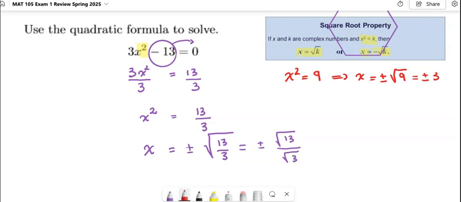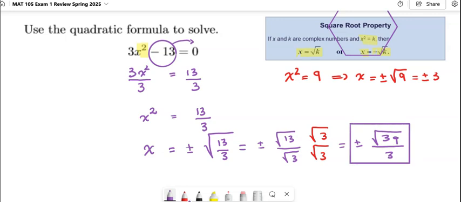And then in order to rationalize the denominator, you need to multiply by radical 3 on both sides. This should give you plus or minus radical 39 over radical 9, which is 3 here, right? And this should be your final answer.